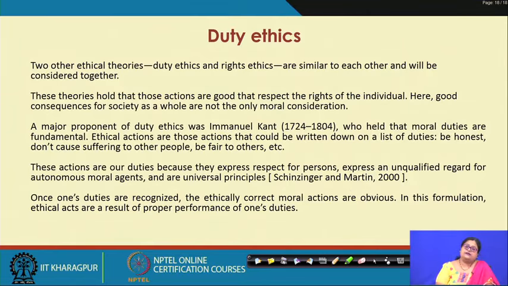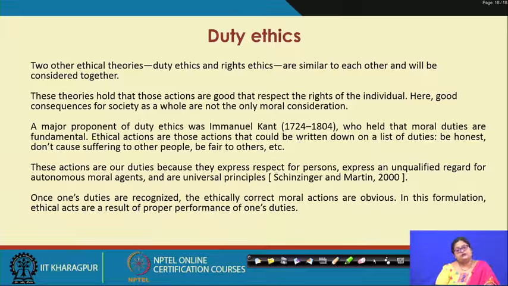The two ethical theories of duty ethics and rights ethics are similar to each other, and we will be considering both of these together. Both of these theories try to hold that those actions are good which respect the rights of the individual. So here we see a departure from the utilitarian concept.